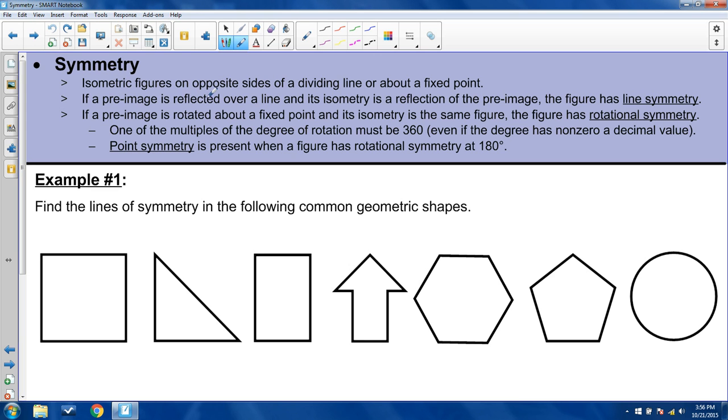Symmetry occurs when you have isometric figures on opposite sides of a dividing line or about a fixed point. So one or the other will occur, and it's either going to be called line symmetry or rotational symmetry. Line symmetry occurs if a pre-image is reflected over a line and its isometry is a reflection of the pre-image. So I'll give you some examples as we do that right here, and then I'll talk about rotational symmetry afterward. So in this example here, we have some figures.